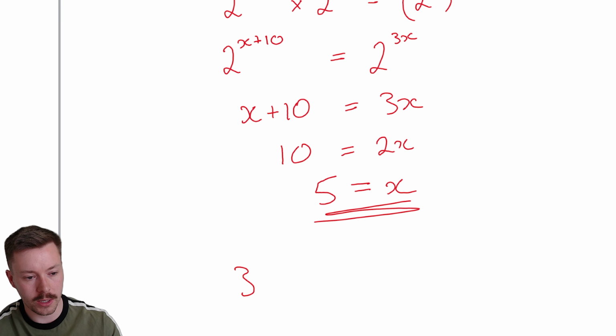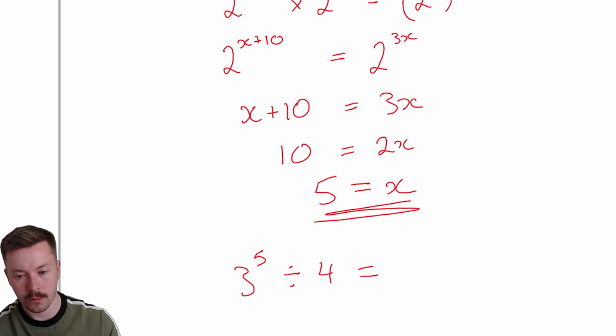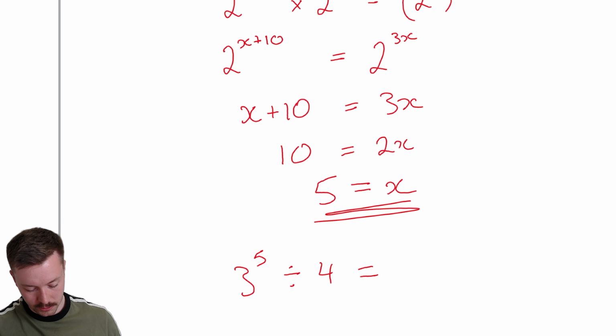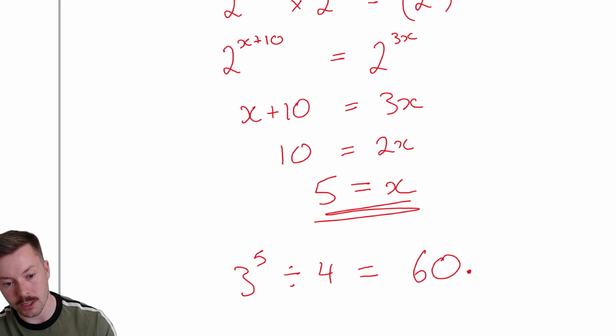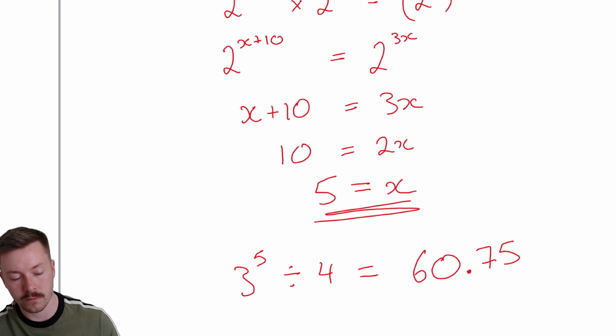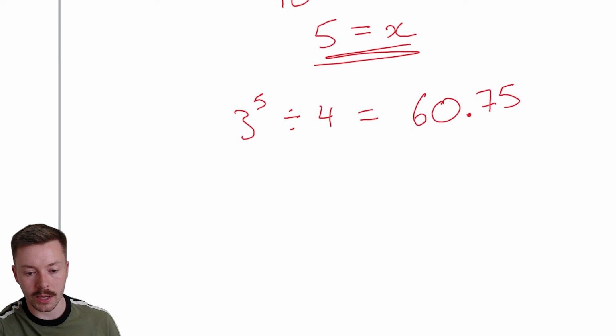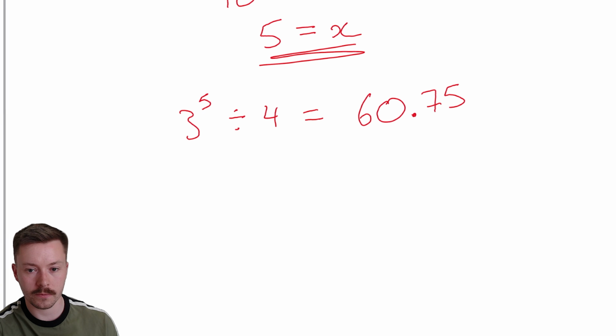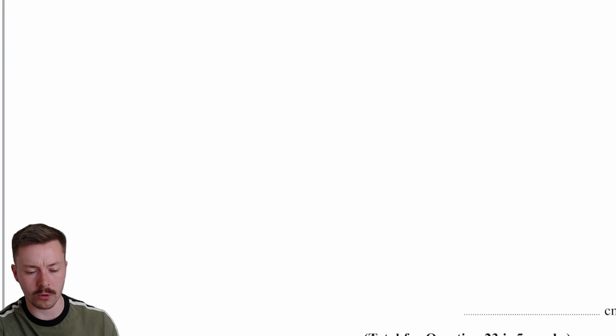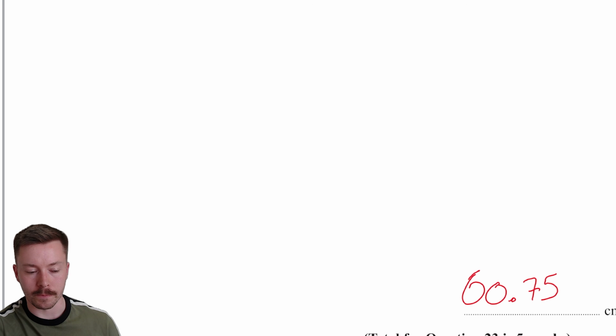Okay, so we've got 3 to the power of 5 divided by 4. And that gives us an answer of 60.75, an exact decimal. There we go. So that is our answer. Go to the answer line. Maybe it's on the next page. It is. We've got a lot of room for that one for some reason. 60.75. Okay. There you go.